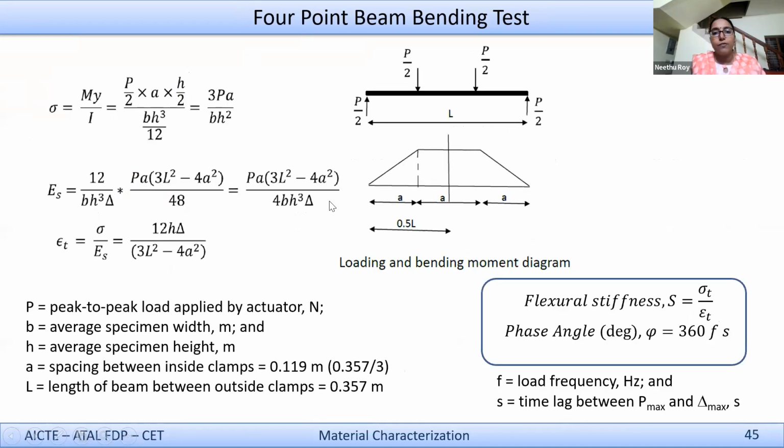Now, this is the 4-point beam bending. You have the moment equation. Why 4-point beam bending? Because in between the 2 point loads, you will get only bending and no shear. So that is why you go for 4-point beam bending. This is your classic bending equation, from which the flexural stiffness is denoted as sigma_t by epsilon_t, and the phase angle between a stress cycle and a strain cycle is given by 360 f s, where s is the time lag between the peak stress and the peak strain.